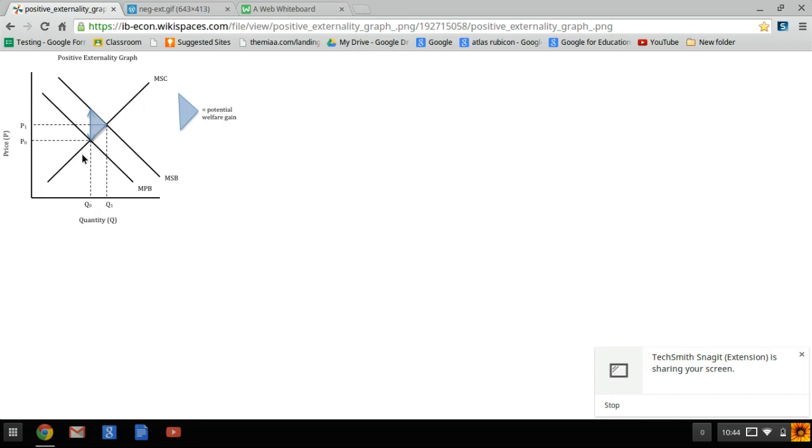Now, what happens is the market left to its own devices only produces where marginal private benefit meets marginal social cost, at Q0 up above. That Q0 will be the quantity that the private economy would produce if it was left to its own devices. And this, of course, is not the optimum level that we want produced for society's good.